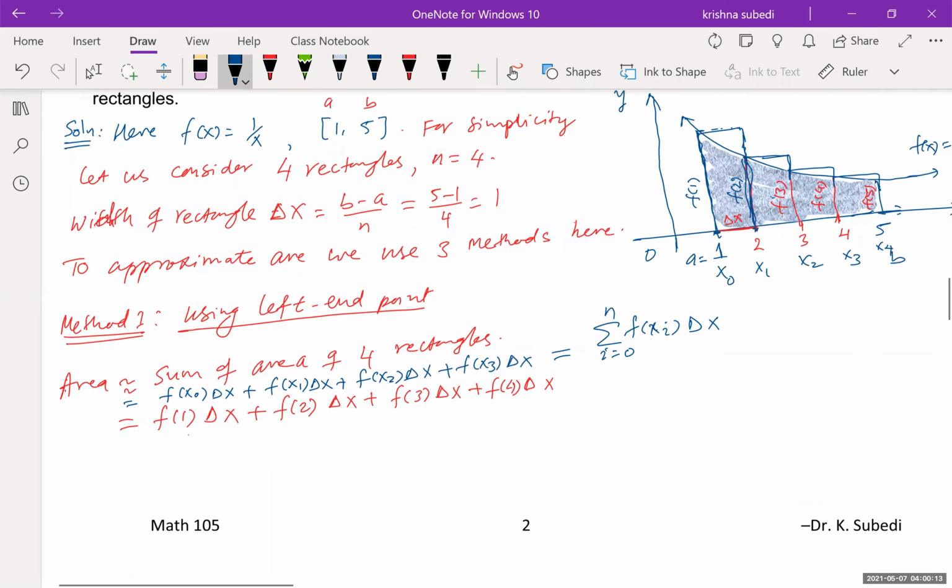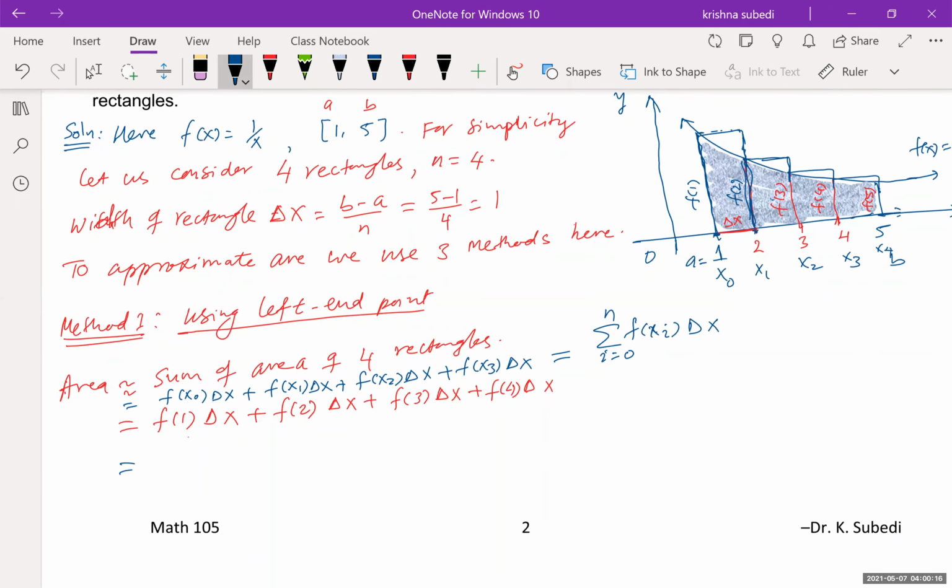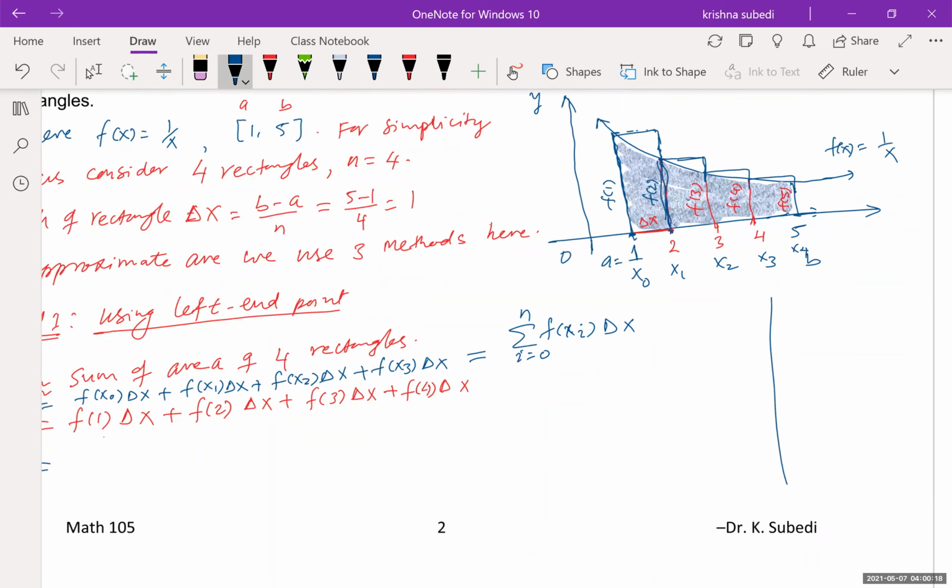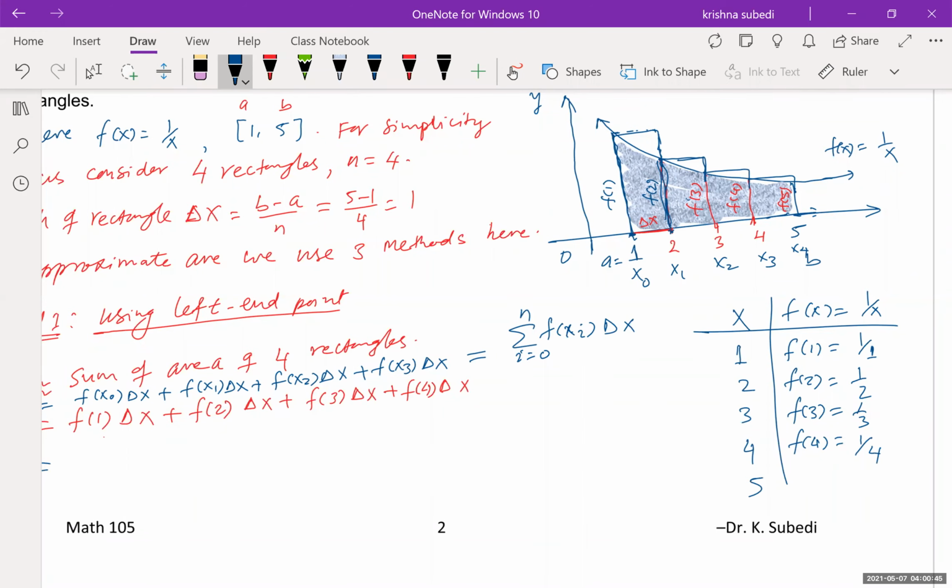Okay, now let us calculate the value. What is f of 1? Let me just make a table here, x and f of x. So f of x is 1 over x. When x is 1, my f of 1 will be 1 over 1. When x is 2, f of 2 is 1 over 2. When x is 3, f of 3 is 1 over 3. When x is 4, f of 4 is 1 over 4. And when x is 5, this will be f of 5, which is 1 over 5, right? So that's what we need.